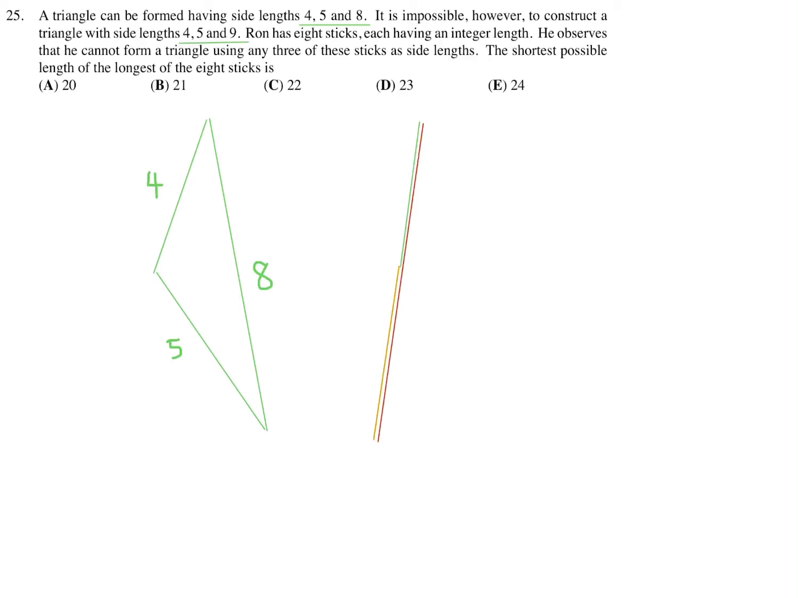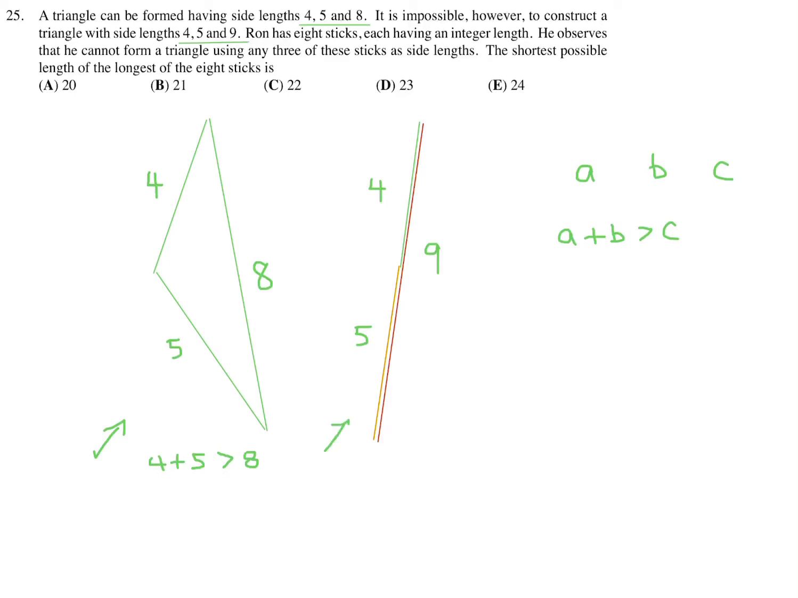Well, you can't form a triangle with these sticks. This is 4, this orange one was 5, and then this red one was 9. You see how it's impossible to form a triangle? So there's a rule, right? If you have a triangle that's got 3 sides, A, B, C, A plus B has to be greater than C, right? So for example, in this triangle right here, we had 4 plus 5, and that's greater than 8, correct?